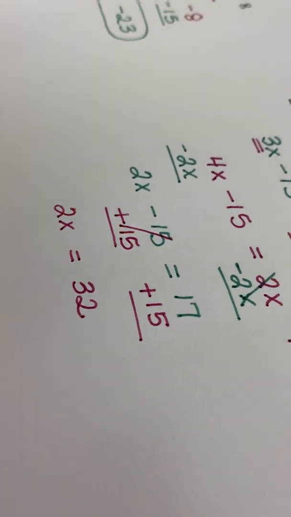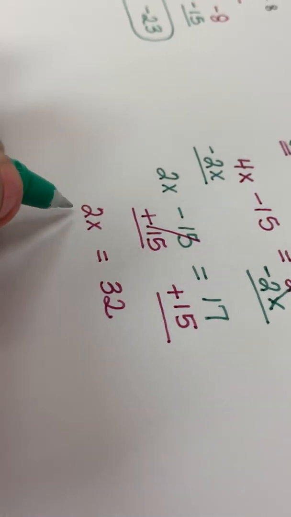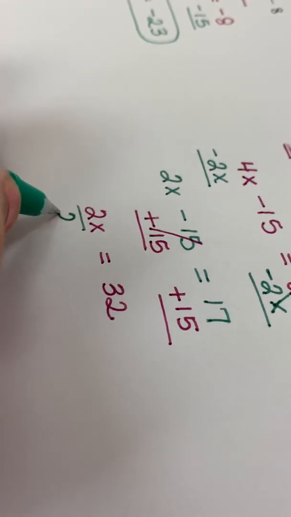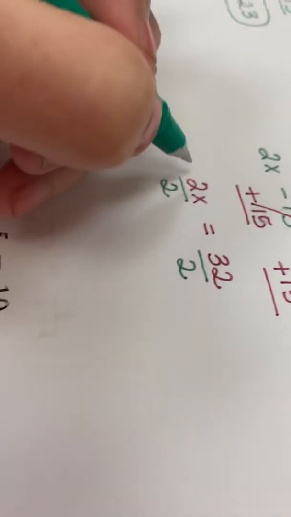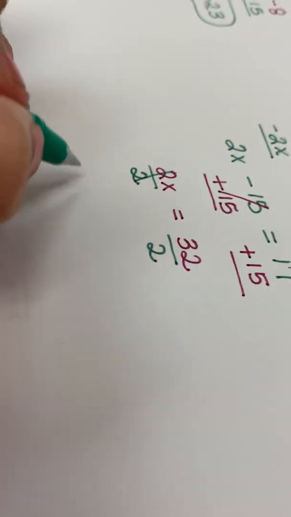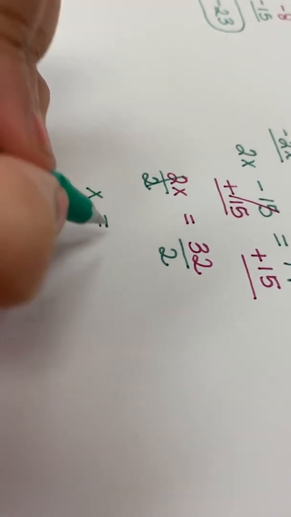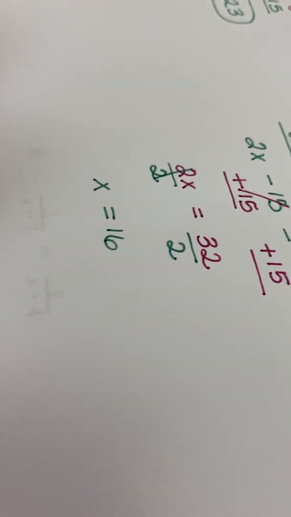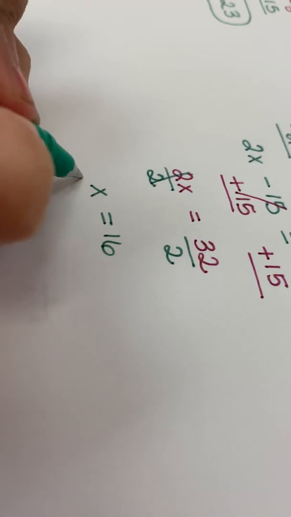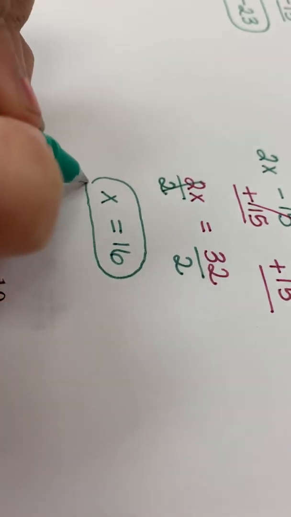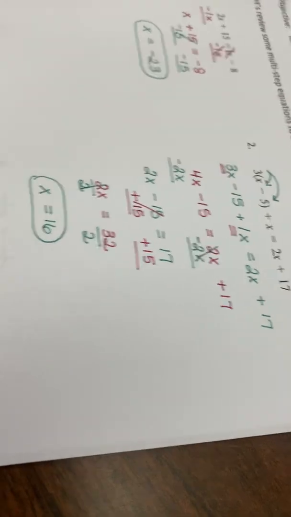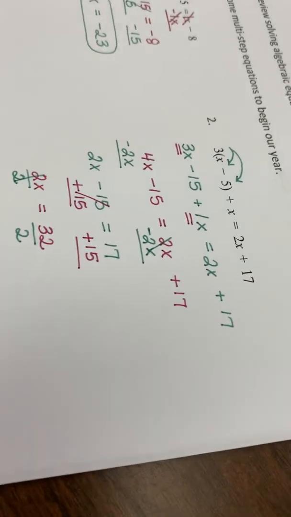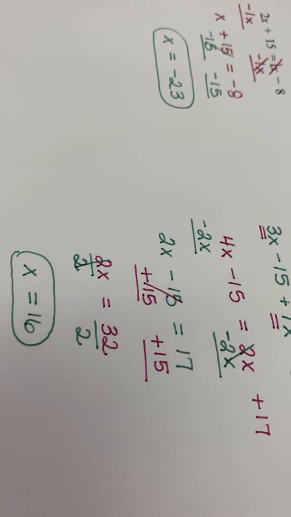And now my final step, the opposite of multiplication, is division. I'm going to divide by 2 on both sides. And I have x equals 16. Of course, since that's my final answer, I want to circle it. Notice we show all steps because it's always important to show your work. If you don't show your work, you don't get credit for it.